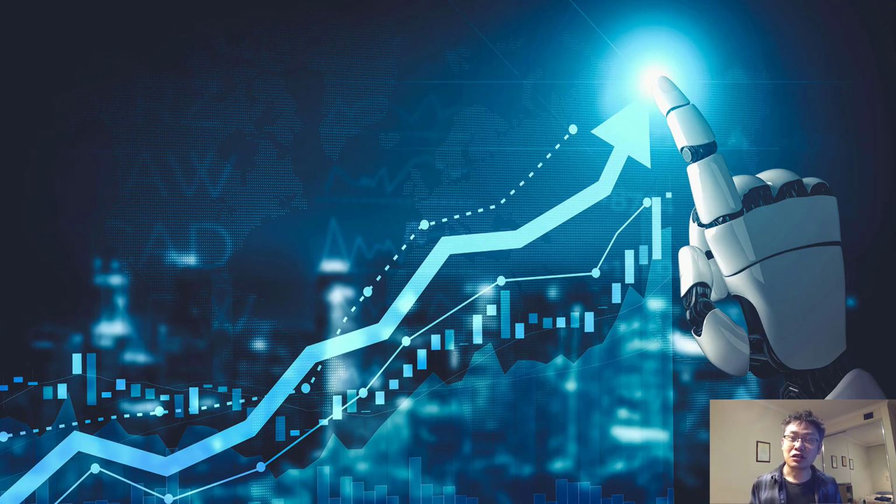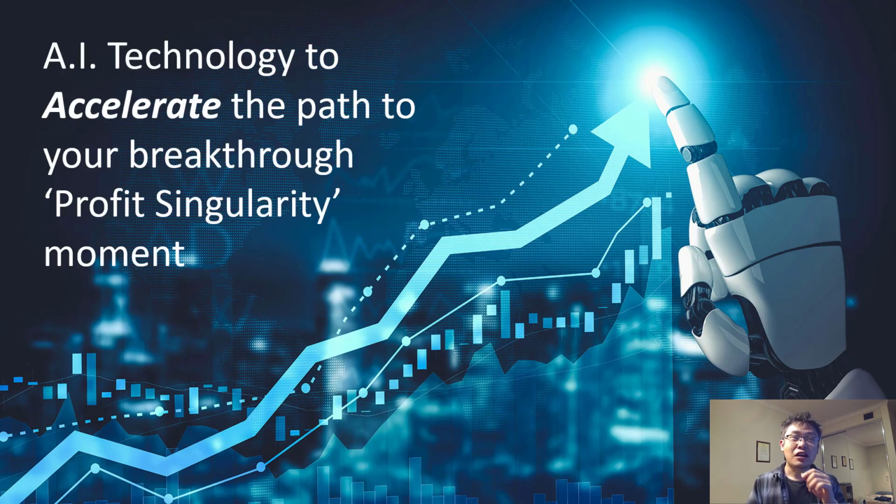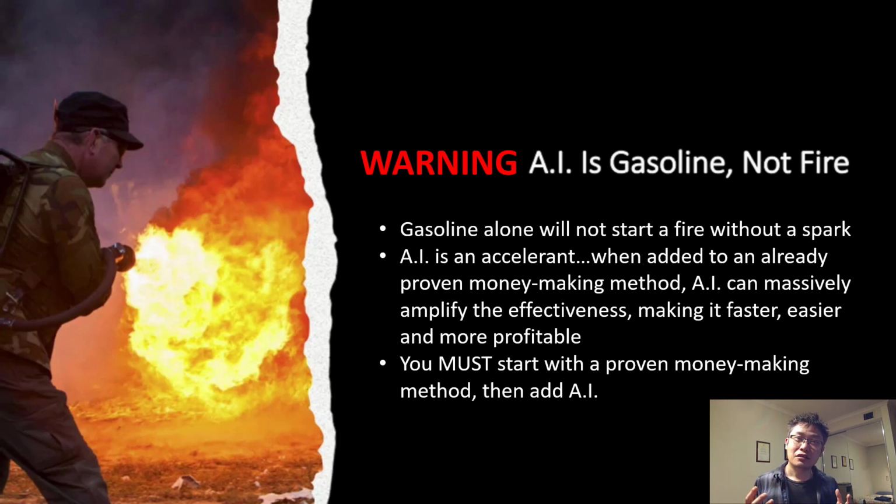And as you know, 2023 is actually the year where there's been a significant breakthrough in AI technology. So what's new in Profit Singularity Breakthrough is, I guess, the use of AI tools to help you reach that moment of profit singularity faster than ever before. So we're talking about AI tools that generate the video script, AI tools that generate the video for you, and many more AI tools that they use just to help speed up or accelerate the path to your breakthrough profit singularity moment. So that's what's new. But remember, it's still the same 3-step method, right? So AI is just gasoline, not fire.